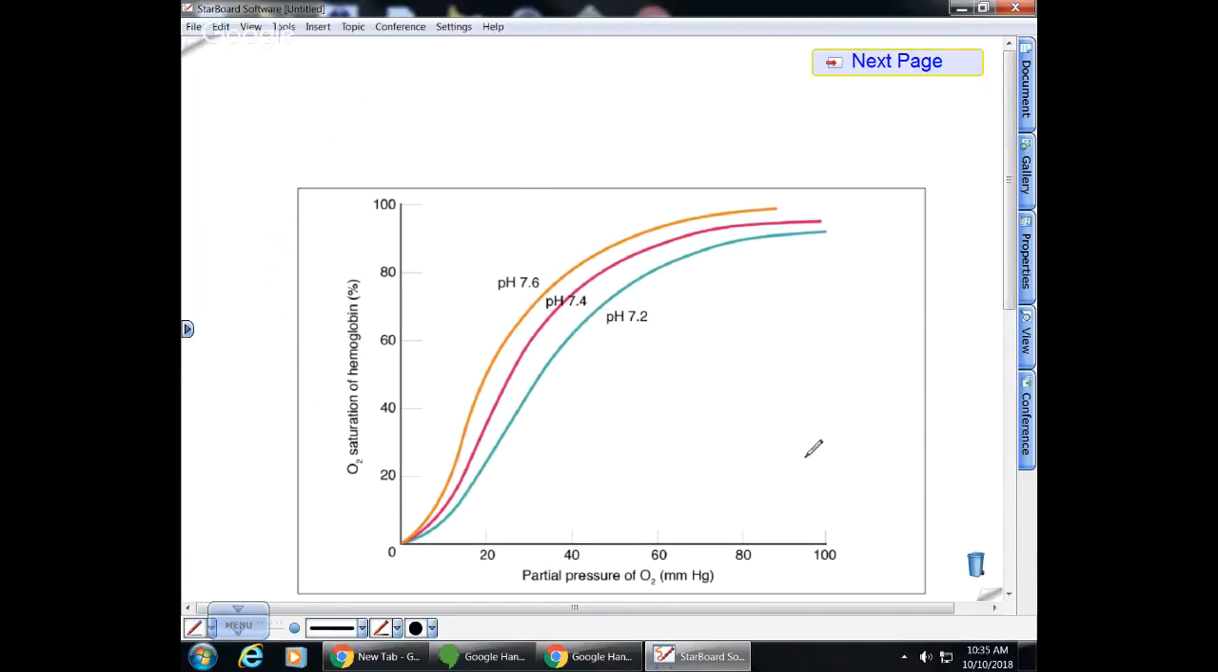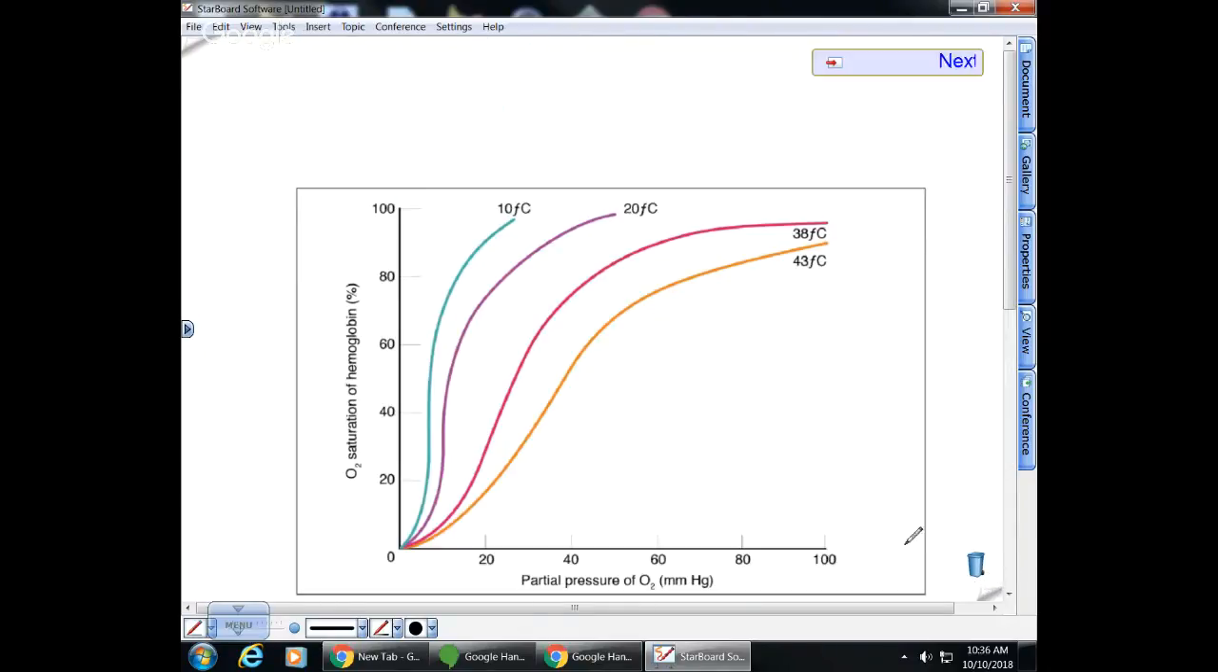This actually has a name. It's called the Bohr shift. So you don't need to know that, but it's kind of interesting because it just shows how hemoglobin responds to decreasing pH levels. So notice that at partial pressure of 40, for example, if you have the lower pH, hemoglobin is going to be less saturated. Right? So that line at the lower pH means that the hemoglobin is going to be more likely to give up oxygen than if it's at pH 7.6. Notice those are still actually basic, but that is the range of blood pH. The pH of blood is about 7.45.